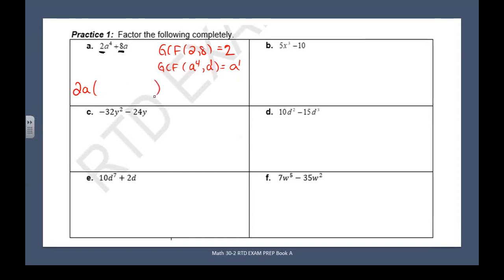And I'm going to write that outside my brackets. When I factor, it's like I'm dividing both by 2a. So I have 2 divided by 2, gone. 4 take away 1 is a cubed, plus 8 divided by 2 is 4, and a divided by a is gone. So that would be my final answer, 2a times a cubed plus 4.